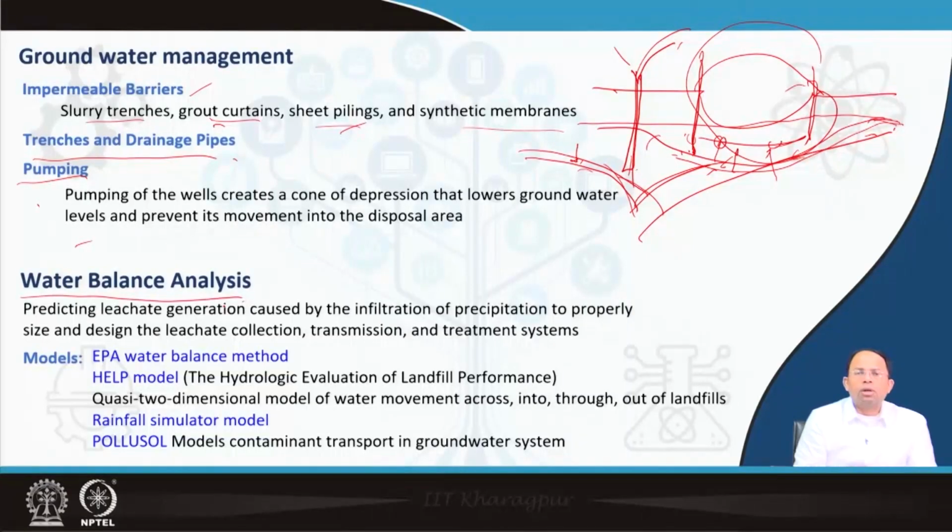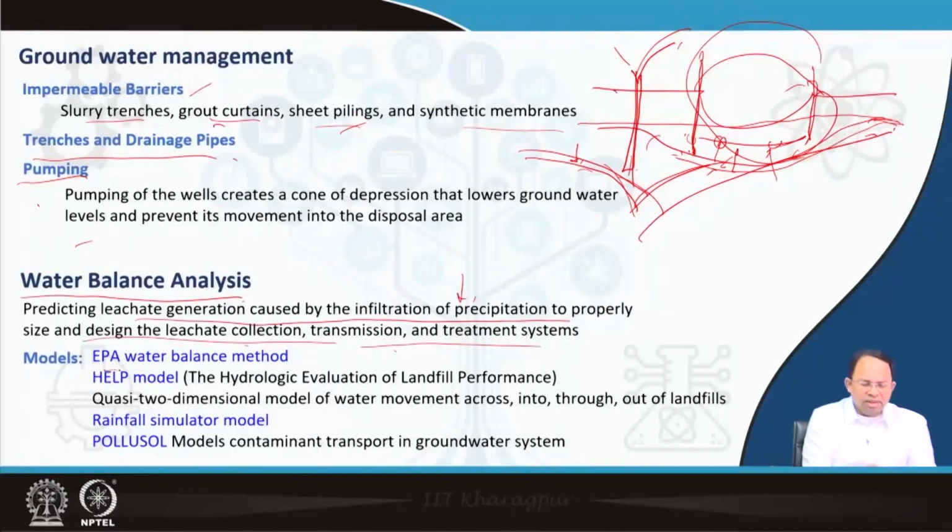So we need to do a very detailed water balance analysis for a landfill site. Again, we will not go into the details for this, but understand predicting leachate generation caused by infiltration or precipitation to properly size and design the leachate collection, transmission and treatment system. That is the goal of water balance analysis. So to design the leachate collection, transmission, treatment system, we need to estimate how much leachate is generated, right? So it is not only the moisture that goes in from outside, but also the amount of moisture that is already in the waste. Many other parameters have to be estimated.